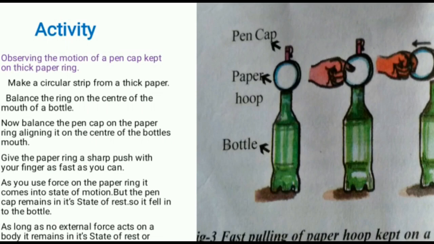Make a circular strip from thick paper. Balance the ring on the center of the mouth of a bottle. Now balance the pen cap on the paper ring, aligning it on the center of the bottle's mouth.